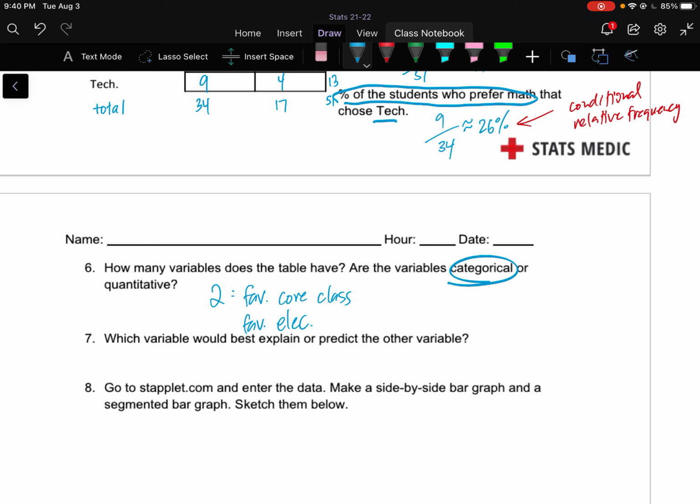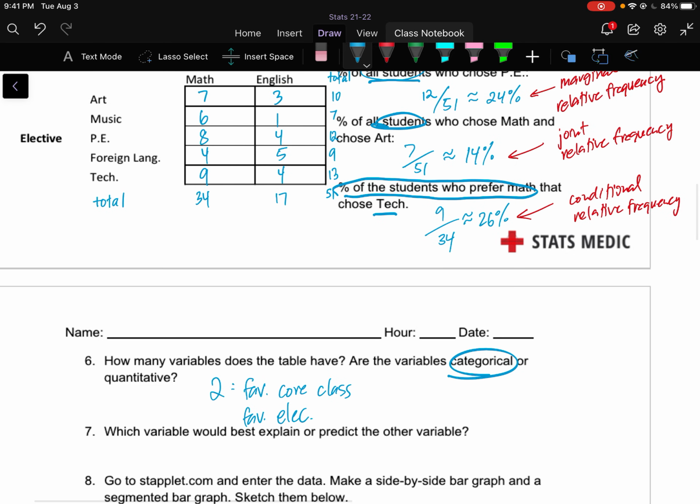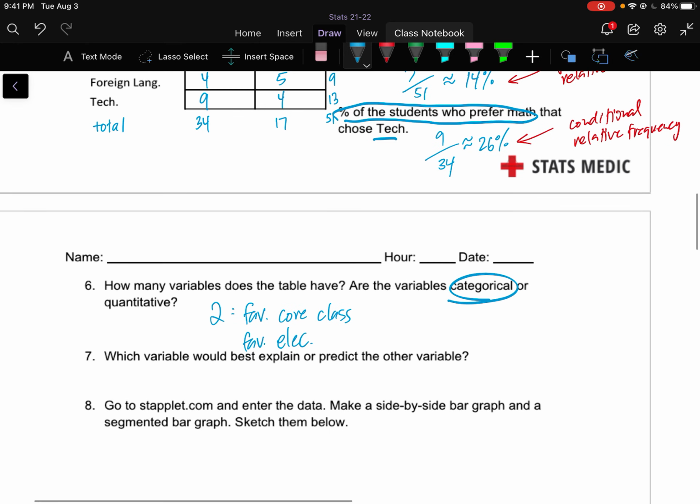Okay, and again, they're both categorical because we're just placing people into groups, right? Math or English, right? Which group do you fall into? Art, music, PE, foreign language, or technology. What group do you fall into? Okay. We're not going to see any quantitative data in this lesson today. Okay, that'll be saved for another day.